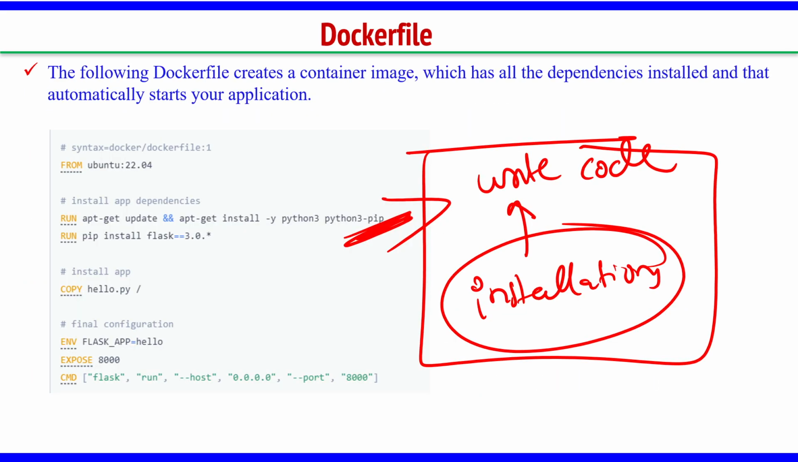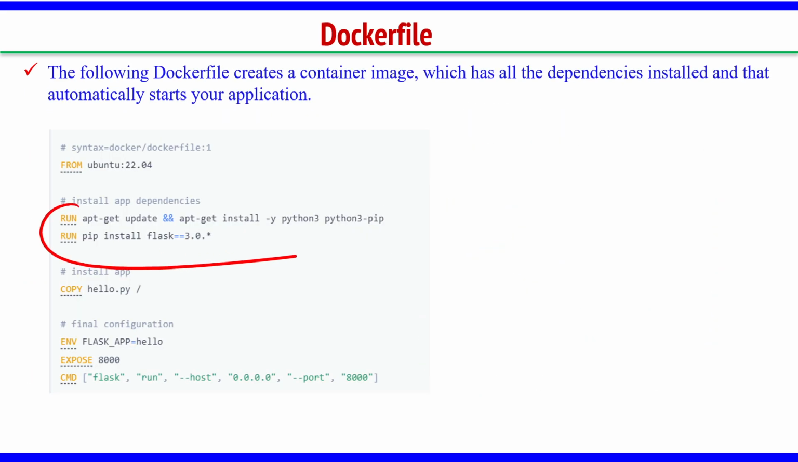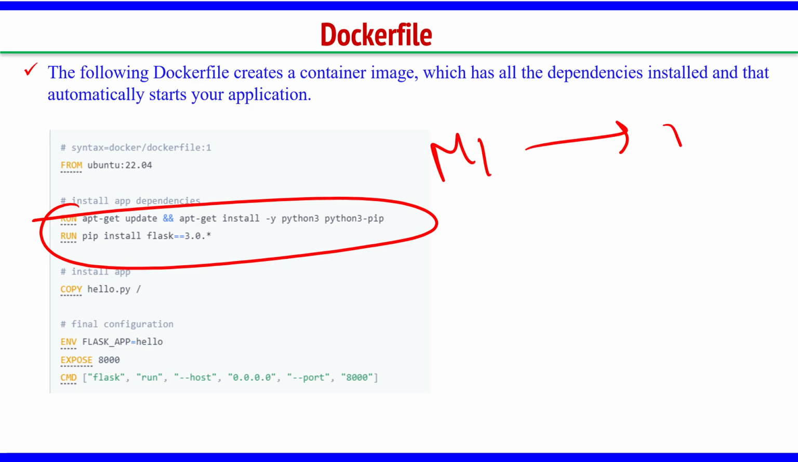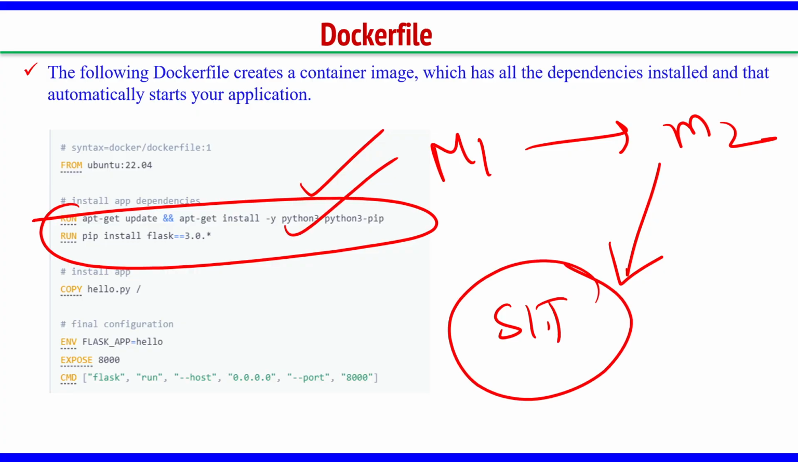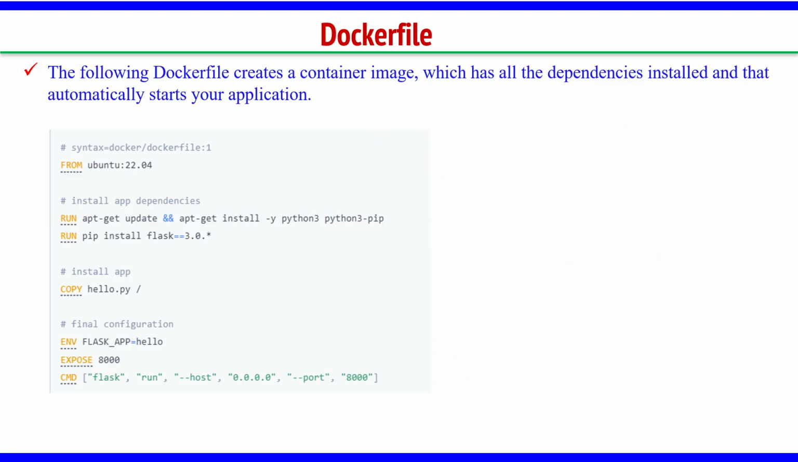Let me move from machine 1 to machine 2. In machine 2 this will execute. When I am moving it to another environment, in that environment this will execute. So, it is not dependent. A container is independent. You just move the container, it will take care of the installations required, execute the program and give you the outputs.